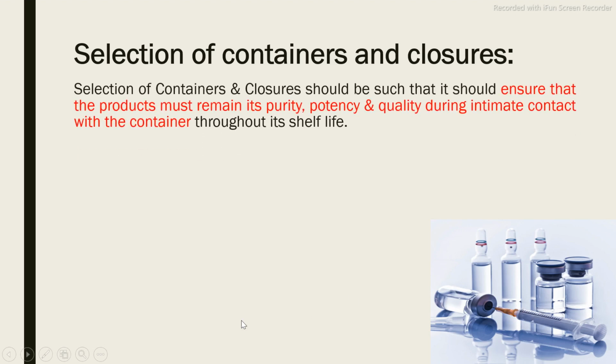Then the selection of container closure. This container ensures that the product must retain its purity, potency, and quality throughout the shelf life. So what is the role of the container? The container is going to maintain the purity, potency, and quality of the product throughout the shelf life. Throughout the shelf life means, if the shelf life of your product is up to 2 years, then throughout the 2 years this container is going to protect your parenteral preparations.